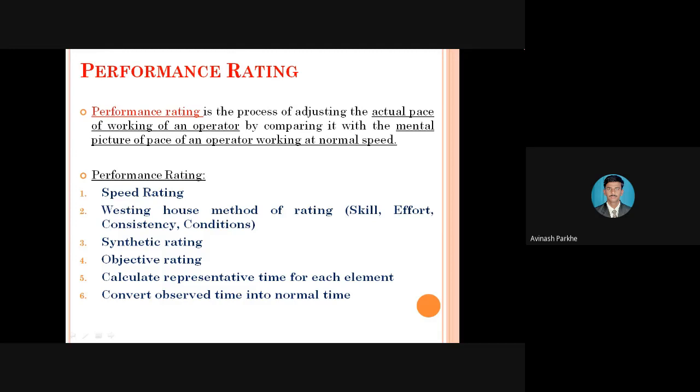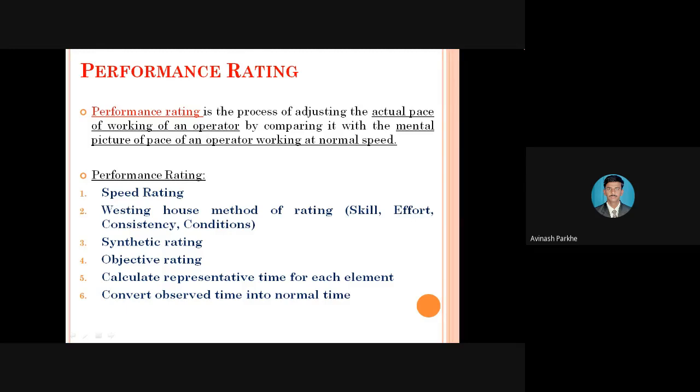The concept of performance rating mostly depends upon two types of time. The first one is the normal time, and the second one is the observed time. There is a basic difference between them. Normal time means the time required to perform the operations only. For example, if you are performing 10 operations, the time required to perform those 10 operations is called the normal time.